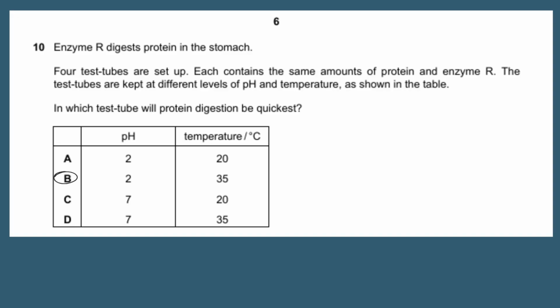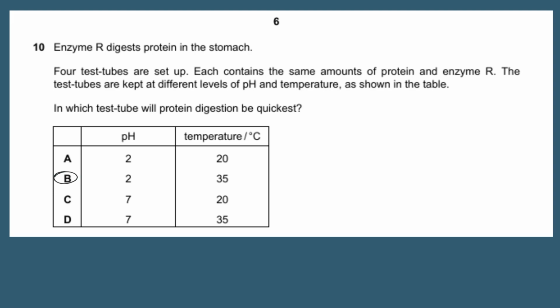Right, let's read the question. Four test tubes are set up. Each contains the same amount of protein and enzyme. The test tubes are kept at different levels of pH and temperature. Now we have to know what they are asking. They are asking what is the correct pH and correct temperature. What are the correct conditions in the stomach to continue the digestive process?